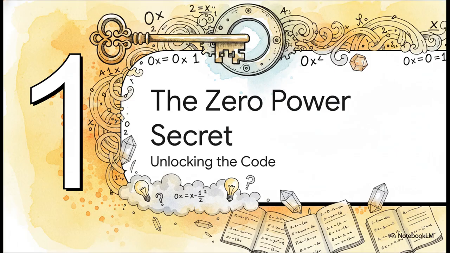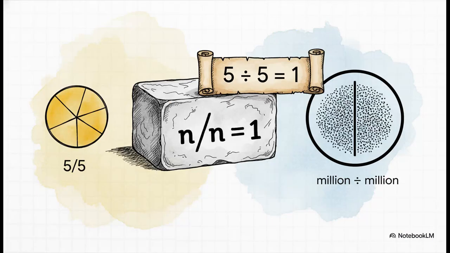And believe it or not, the key is to start with a piece of math you already know like the back of your hand. It's the simple fact, right? Any number, as long as it's not 0, divided by itself is just 1. 5 divided by 5 is 1. A million divided by a million is 1. This is our starting point. This is the solid ground we're going to build everything on top of.